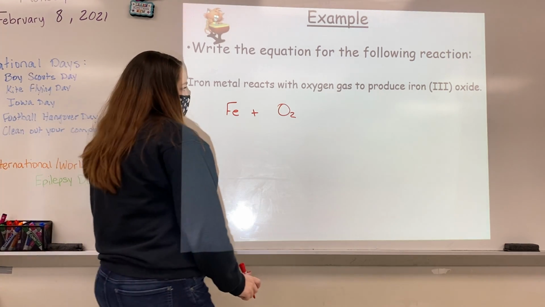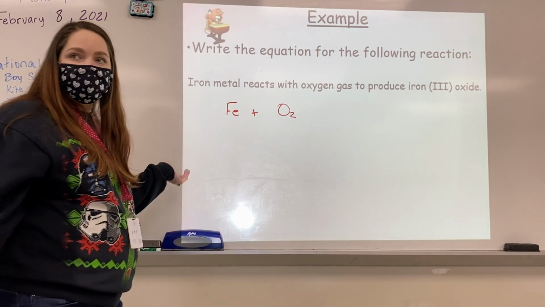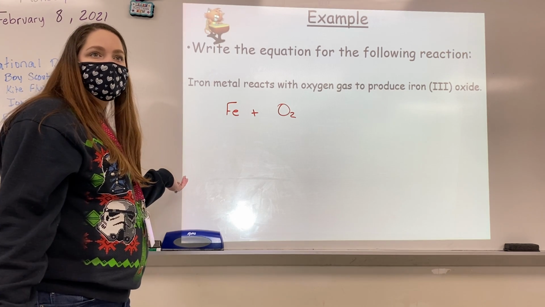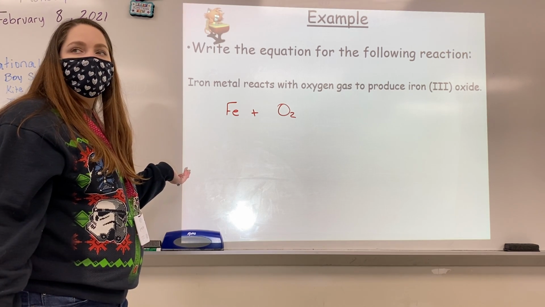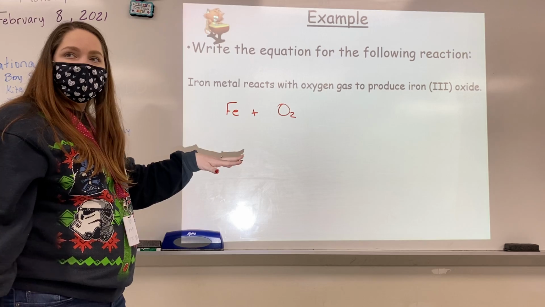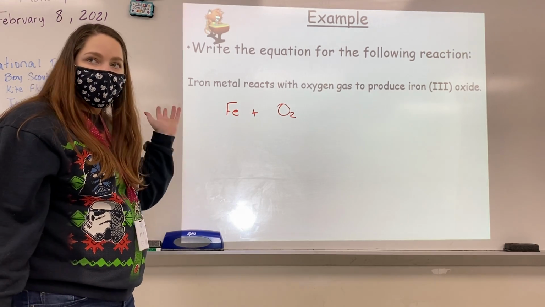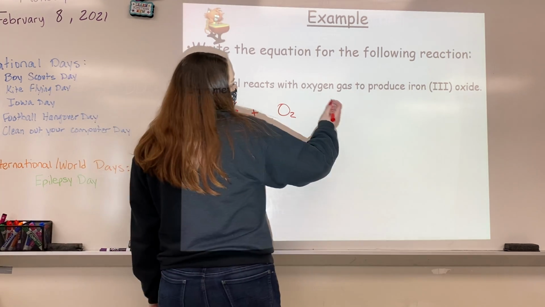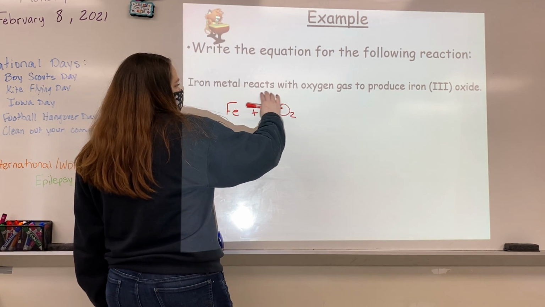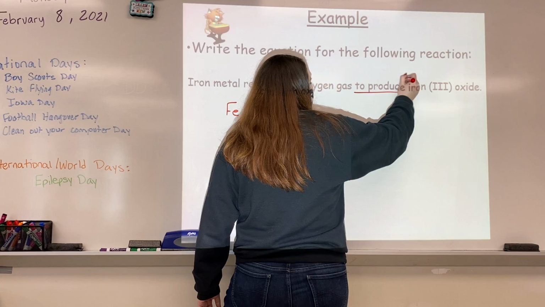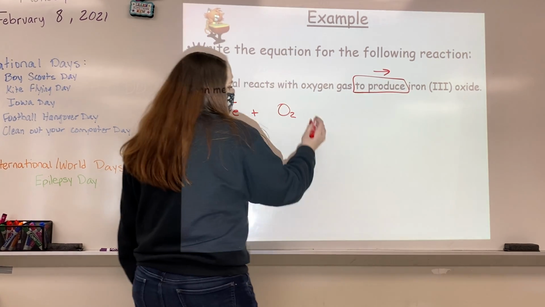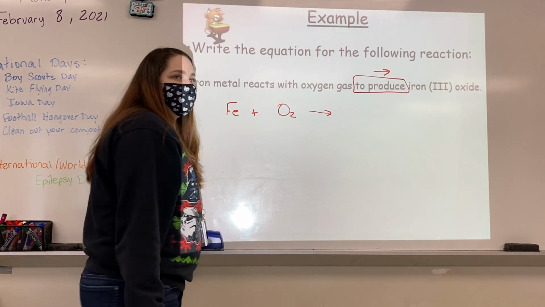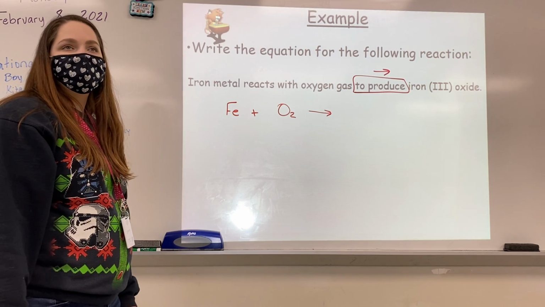Even if it's 1? You don't know if it's 1. Well, if you balance it and it is 1, then you just wouldn't write a number. But you don't know that until you go to balance it. So then, iron metal reacts with oxygen gas to produce. That's going to tell you where your arrow goes. So now my arrow goes next. And then what am I producing? What is my product?